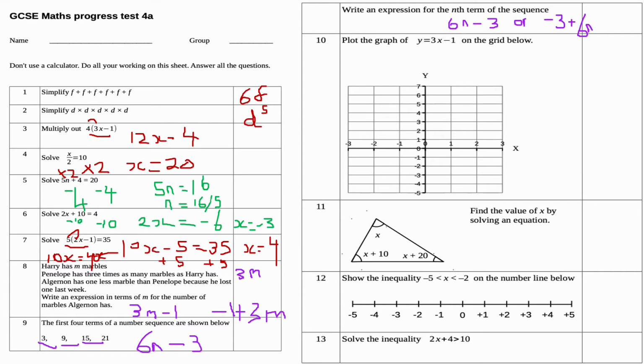Okay, this is question number 10. Plot the graph y equals 3x minus 1 on the grid below. So first of all, we're going to have a table of values for us to actually plot this graph. We'll just go from -2 to 2, and then it'll give us a rough idea.